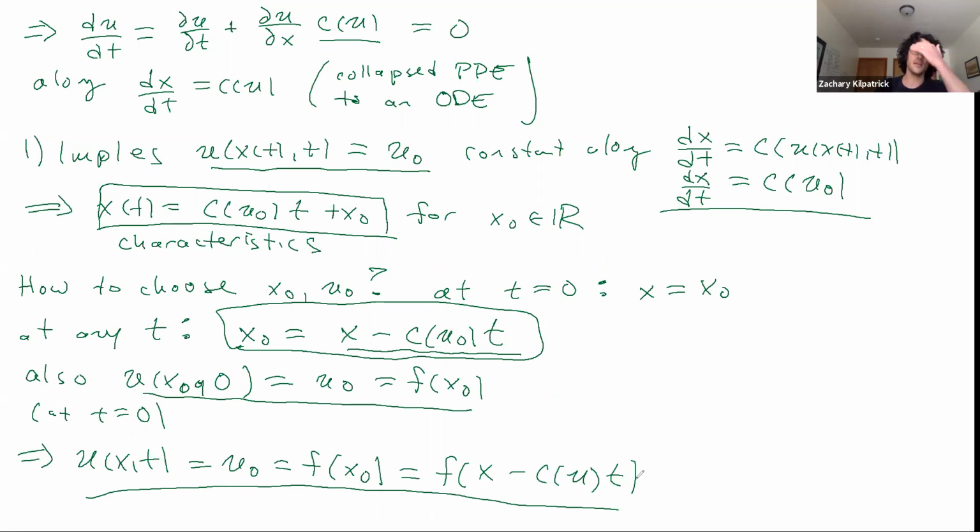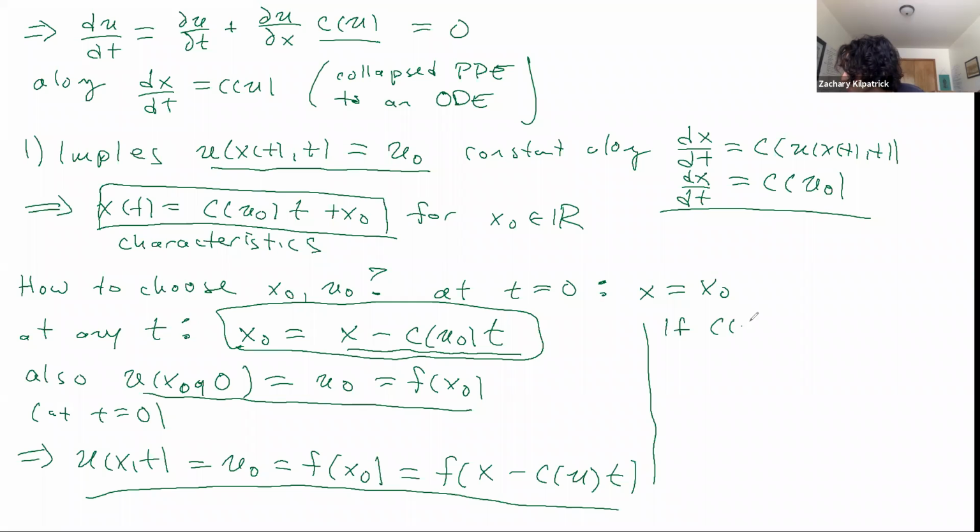Does this agree with things that we've already derived before? Well, yes. If it's just the linear transport equation, then this would just be a c, and I would have f of x minus ct. If this was the Burgers equation, then this c of u would be u, and I would have u equals f of x minus ut, okay? So it agrees with those previous examples that we've worked on before, and in general, it works for any nice enough function c of u in this case, okay?